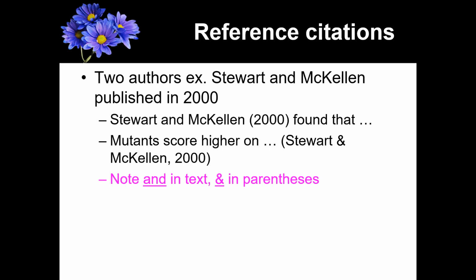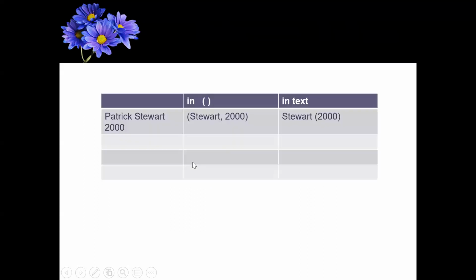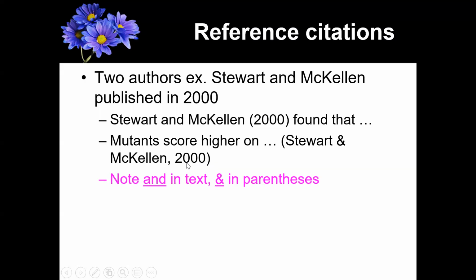So when you have two authors, things change a little bit. Now you're just going to say Stewart and McKellen. Well, or rather, that's one option. So Stewart and McKellen, and then the year again in parentheses. So this is the non-parentheses version, where you just have their names in regular text. On the other hand, you can, of course, cite two authors in parentheses. So that's just going to look like this. Stewart and McKellen, comma, 2000, pretty similar to the previous one we saw here.